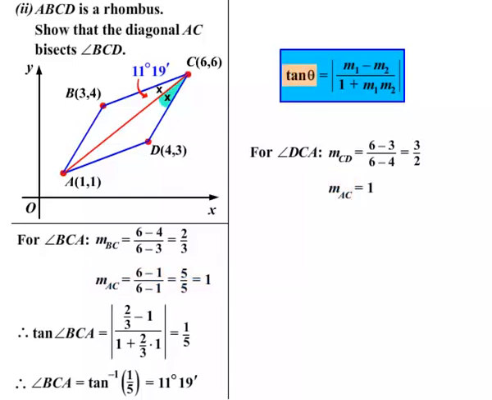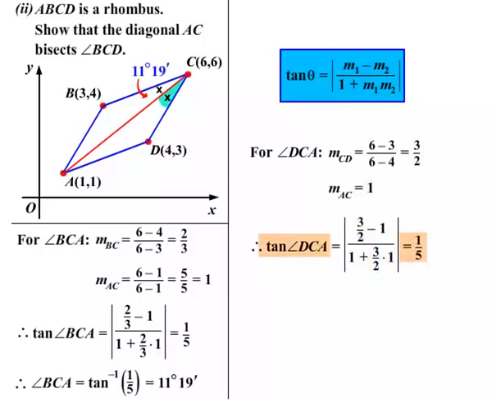So tan theta, where theta is angle DCA, so let's write tan of angle DCA equals the m1 minus m2, where there's m1 and there's m2, so we'll have 3 on 2 minus 1, all over 1 plus m1, m2, so m1 is 3 over 2, m2 is 1, so it's 1 plus 3 over 2 times 1. Again, working that out, but taking the absolute value, we get 1/5. So if tan of angle DCA equals 1/5, we take the inverse tan of 1/5, and we end up again getting 11 degrees 19 minutes.